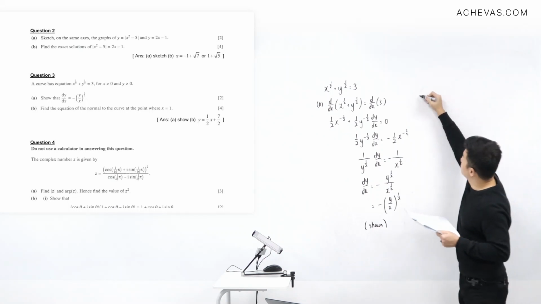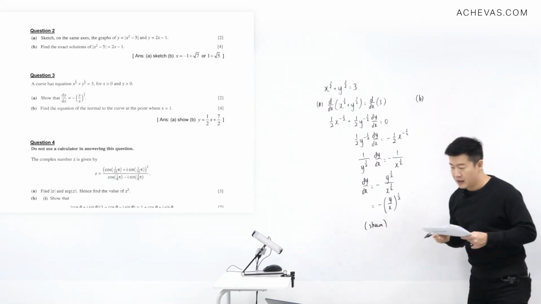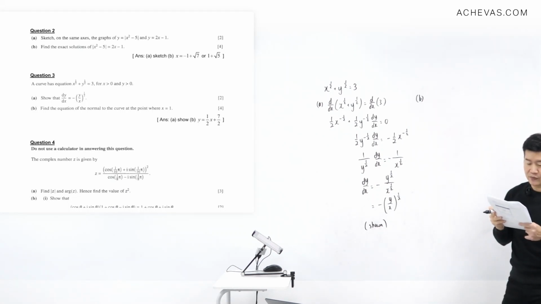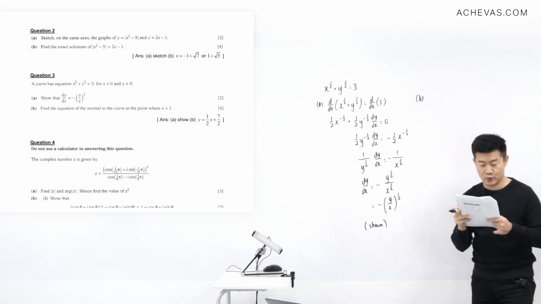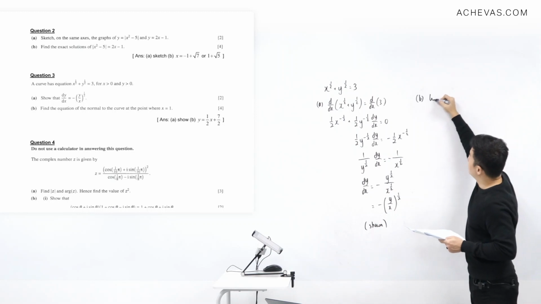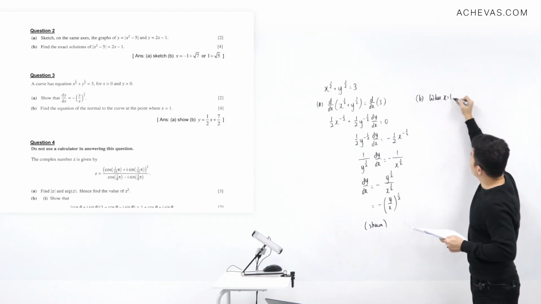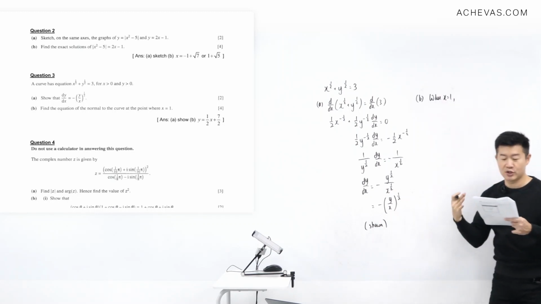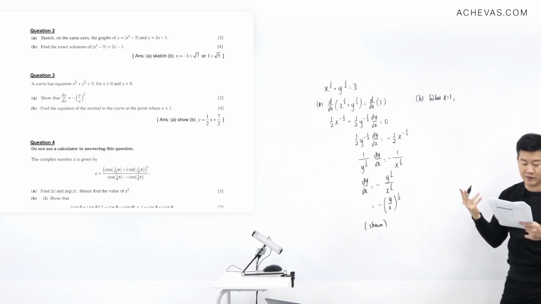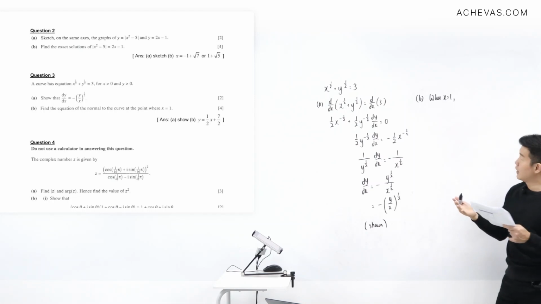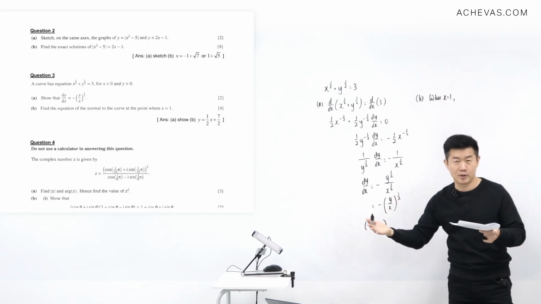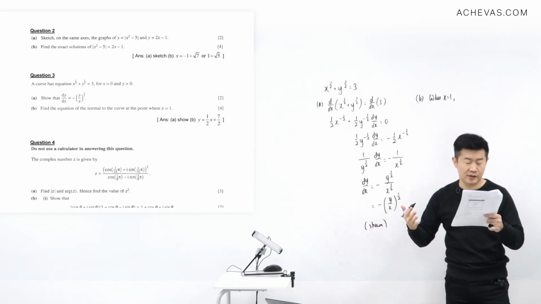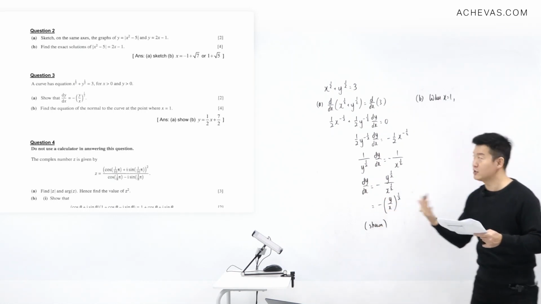And part B, we are supposed to find the equation of the normal to the curve at the point when x is equal to 1. Okay, not too bad. When x is equal to 1, in order for us to find the equation of the normal, we just need 2 more pieces of information. One is the value of y when x is equal to 1. The other one is the gradient of the normal, which we can derive based on the gradient of the tangent.